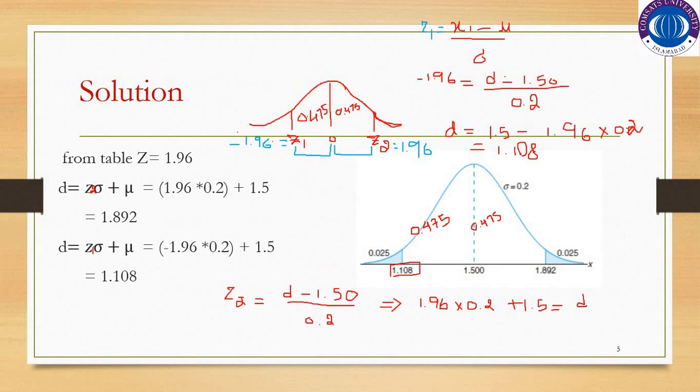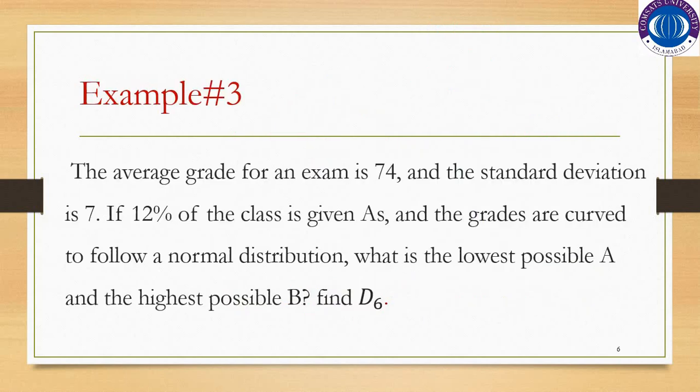The first value is 1.108 and the upper limit is 1.892. So this is the way to solve such a scenario or such a question. Now example number 3. The average grade for an exam is 74 and the standard deviation is 7. If 12% of the class is given A's, and the grades are curved to follow a normal distribution, what is the lowest possible A and the highest possible B?